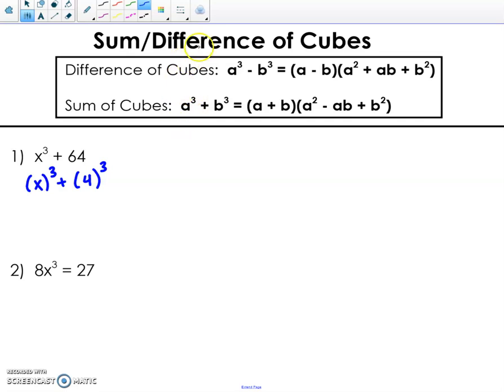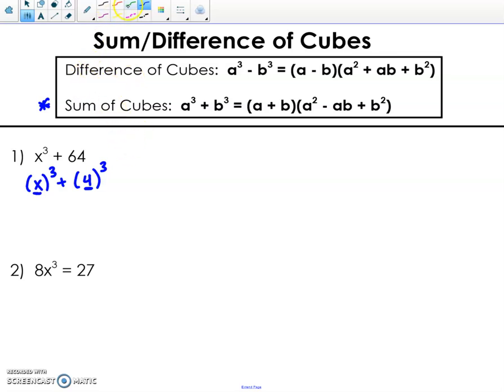If you're going to use the equations up here, because we have a plus, this one we would be using sum of cubes. Now every time that we see an A or B, instead of using x cubed and 64, we're never going to use those numbers again. So we're going to be using the x would be A and the 4 would be B. So you can just go ahead and plug them right into the formula.